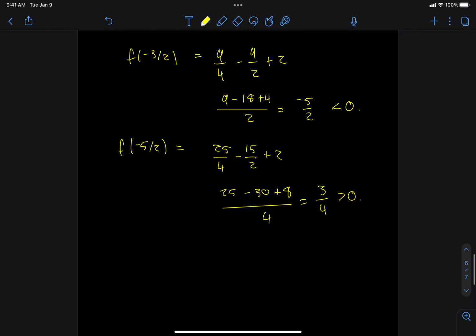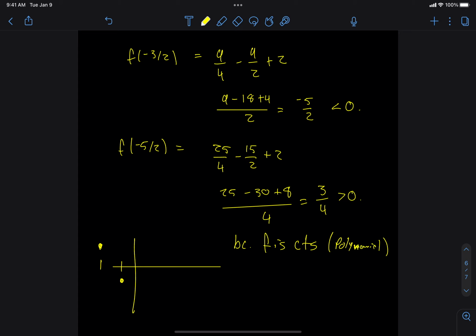Okay, so what did we say? We say that basically when we plug in negative 5 halves, we get something positive. And when we plug in something like negative 3 halves, we get something negative. So because f is continuous due to its polynomial, by intermediate value theorem, it must have a 0 between negative 5 halves and negative 3 halves.